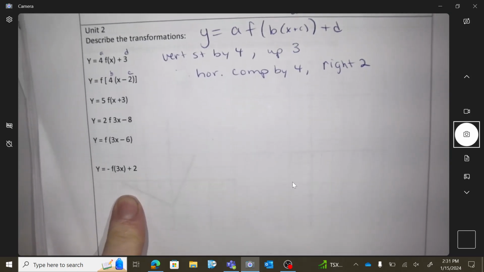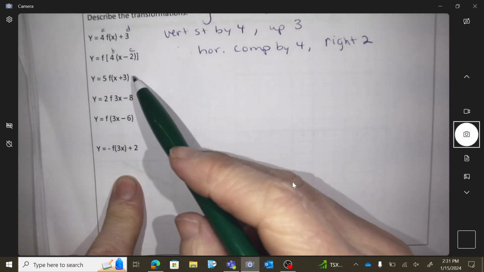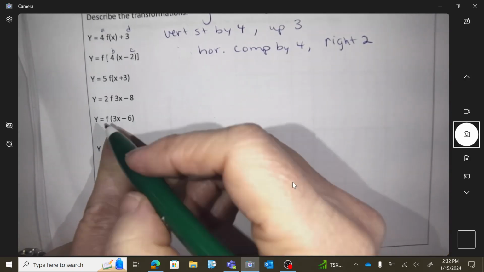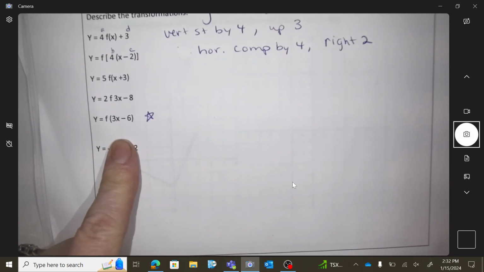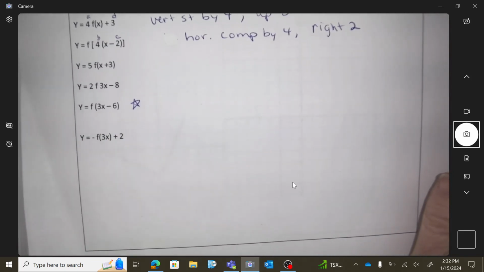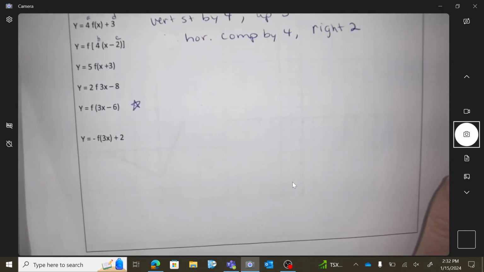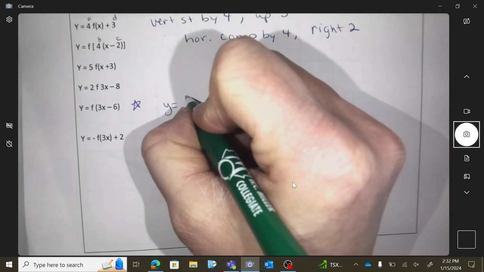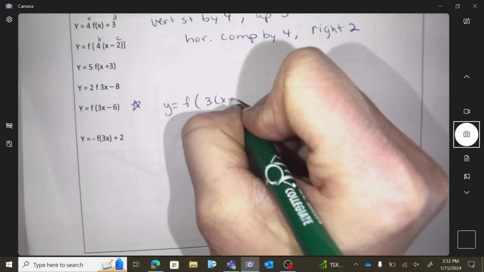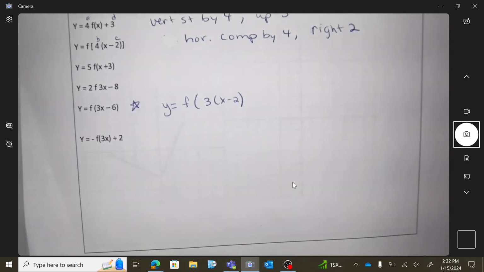Okay, are you okay if I skip a few? These aren't anything crazy. Can we do this one? What is it going to do? Yeah, you can't even start it, right? How do you fix this? Factor out. And then write down the transformations, right?